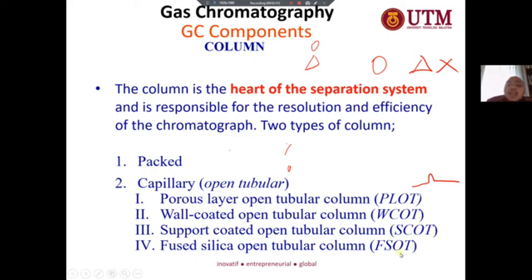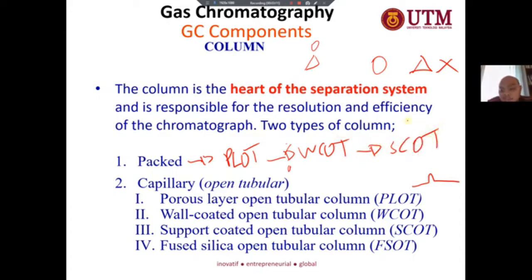If we compare, the packed column is the first one invented, and then PLOT, the porous layer open tubular column. Then somebody invented the wall coated open tubular column, and then somebody invented the solid coated open tubular column, before the last one, the fused silica open tubular column, was invented. We will look into the illustration of the columns later on, in the next slide.